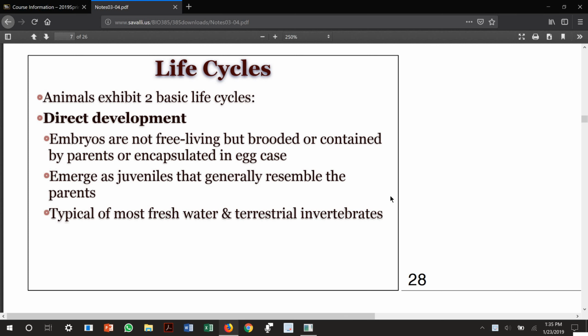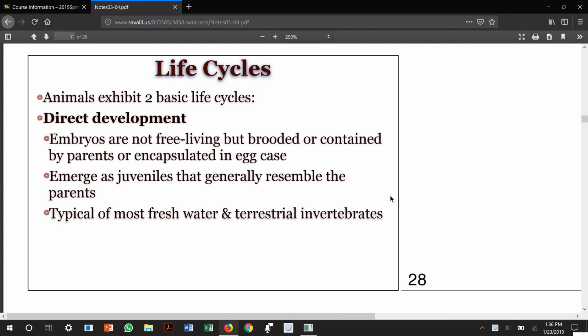And so they emerge. When they do eventually hatch or emerge from the female or from the egg case, they generally resemble the parents. And as you might imagine, in direct development, you have to produce pretty yolky eggs. You have to give those young enough nutrients that they can complete enough of the development to get large enough to basically be functional in the adult body shape.